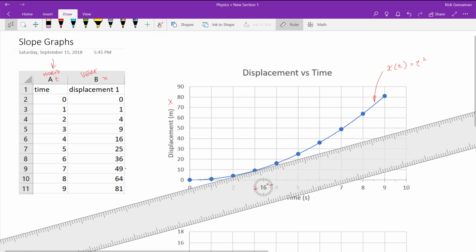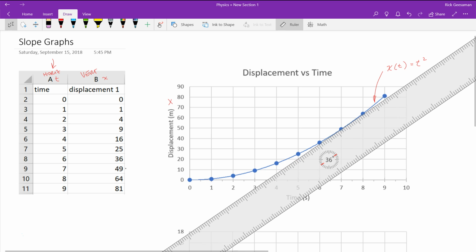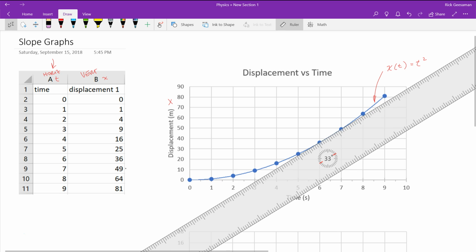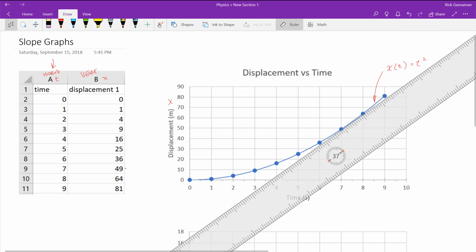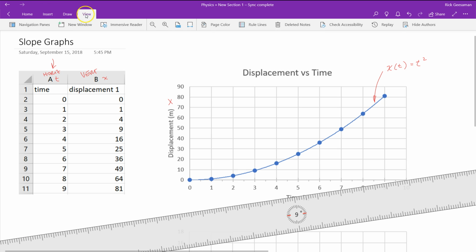If I take my ruler and I find the slope between these 2 points, you'll see it says 14 degrees. That's not exact, but it's a good approximation. Over here, my slope between these 2 points at time equals 6 and 7 seconds is 33 degrees. So it's constantly increasing. Now, because we only have a discrete set of points, we're going to be finding an average slope. Let's zoom in on the time between 4 and 5 seconds to see what it means to look at an average slope.